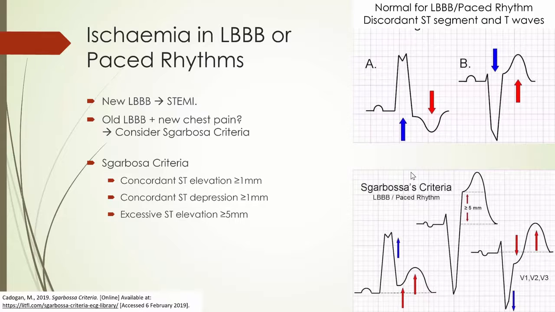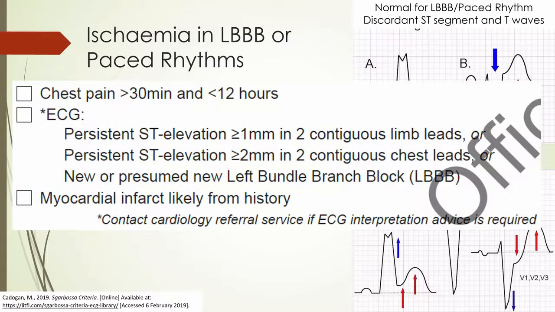And let's not forget our basics. I'm going to quickly flash up those criteria from the start of this talk. So remember, anyone with a new or a presumed new left bundle branch block should be treated as a STEMI. So if this is new, forget these criteria that I'm about to talk to you about. If you've got a new left bundle branch block, then you just treat that as a STEMI.